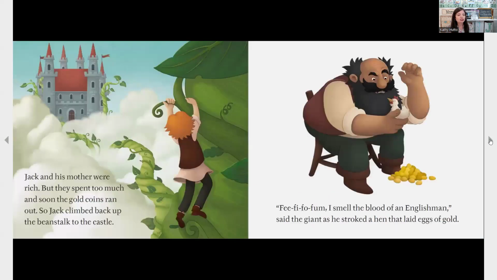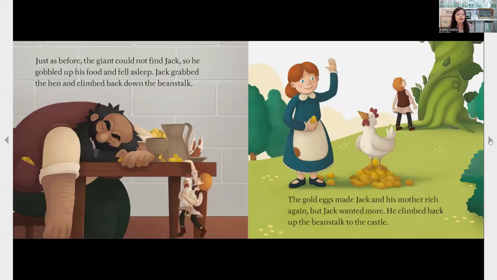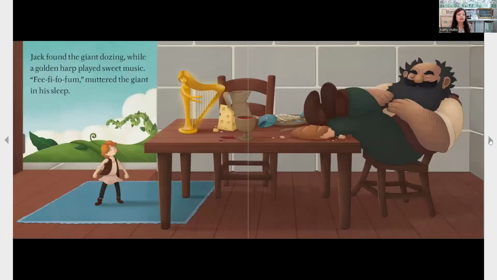Jack and his mother were rich, but they spent too much, and soon the gold coins ran out. So Jack climbed back up the beanstalk to the castle. "Fee, fi, fo, fum. I smell the blood of an Englishman," said the giant as he stroked a hen that laid eggs of gold. Just as before, the giant could not find Jack, so he gobbled up his food and fell asleep. Jack grabbed the hen and climbed back down the beanstalk. The gold eggs made Jack and his mother rich again, but Jack wanted more. He climbed back up the beanstalk to the castle.